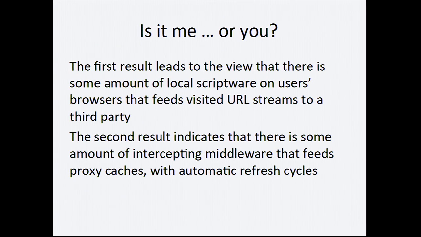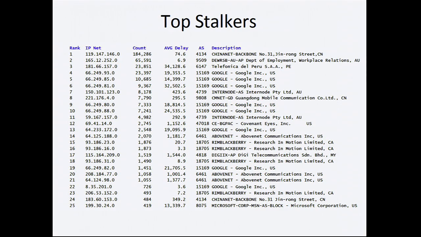The second result says that there's an awful lot of intercepting middleware. And some of it's kind of, I must refresh what the user retrieved. I must get it again in 30 seconds and 60 seconds, that auto refresh cycle. So inside this, there's a bit of me and a bit of you. So who are they? All of you in the first 3 rows, that's who they are. Fair deal of Google with a fair deal of time delay in stalking. It might be something to do with their web crawling.